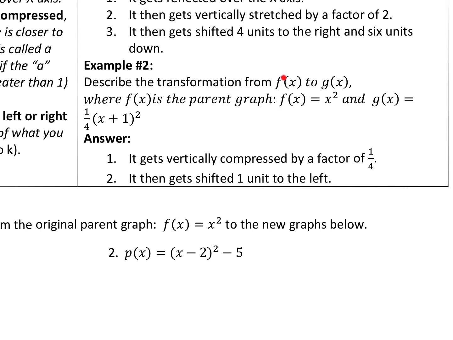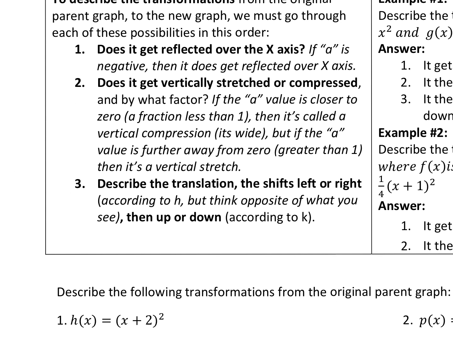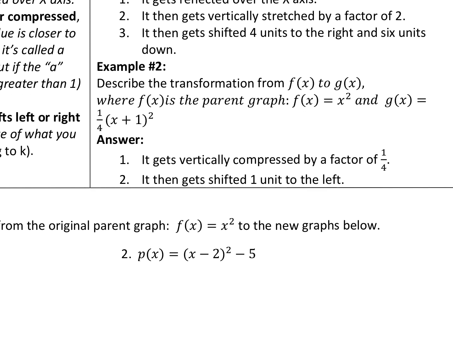Describe the transformations from f of x to g of x, where f of x is the parent graph, f of x equals x squared, and g of x is 1/4 x squared plus 1. Well, question number 1, does it get reflected over the x-axis? Do you see a negative sign out here in the front? No. So you're not going to say that it gets reflected over the x-axis. It opens up, right? Then you move on to question 2. The a value itself, does that cause a vertical stretch or a vertical compression?